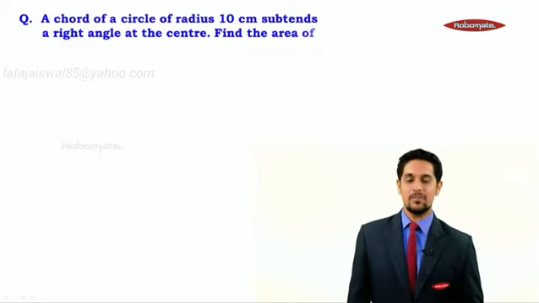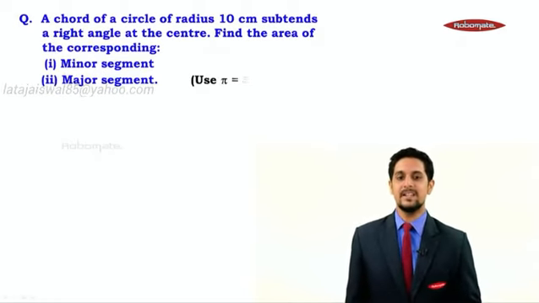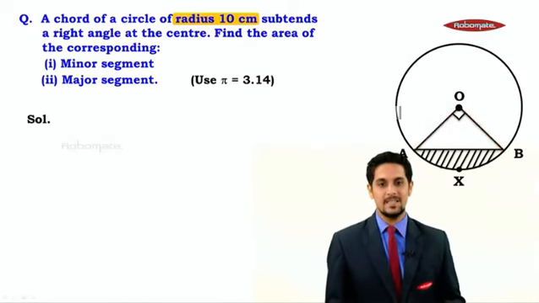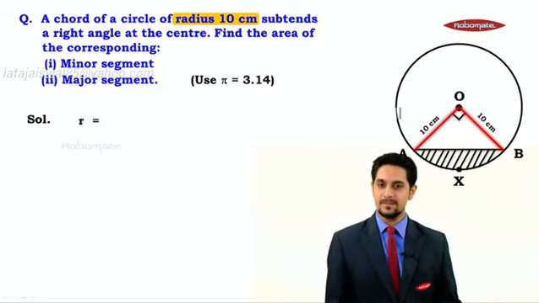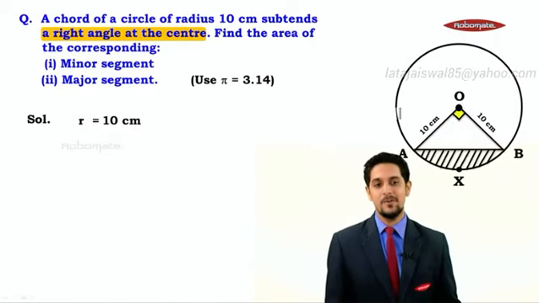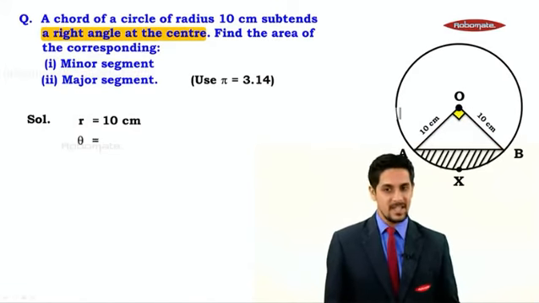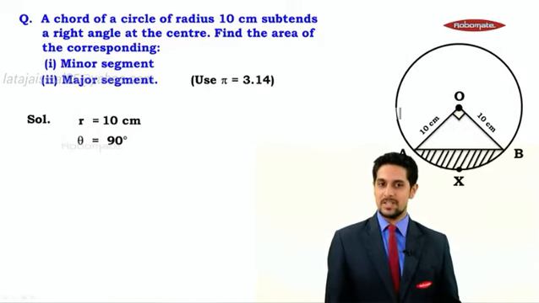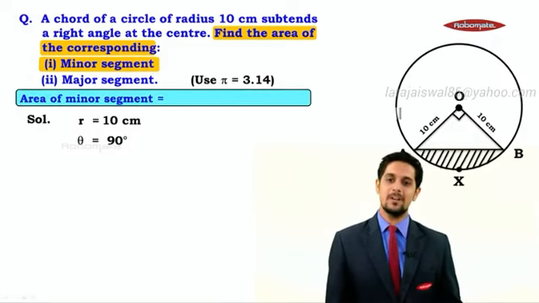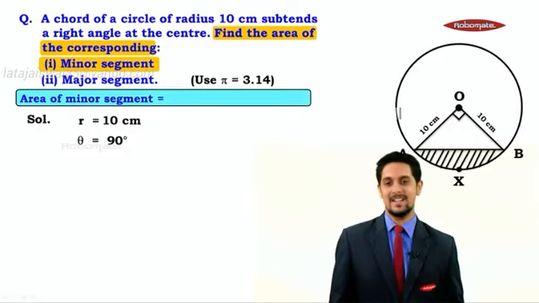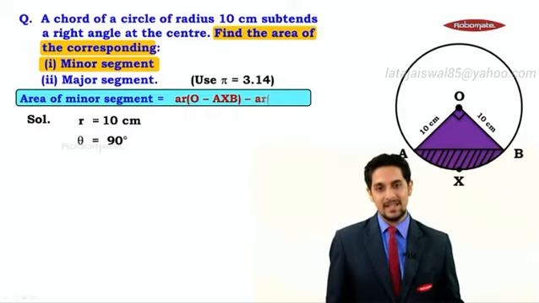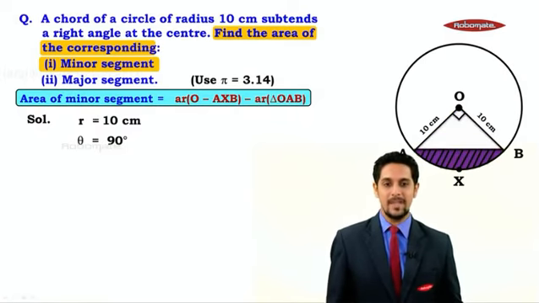It says a chord of a circle has a radius 10 centimeters. So we write that the radius of this circle with center O is equal to 10 centimeters. Further, it subtends a right angle at the center. That means the value of theta is mentioned already, which is equal to 90 degrees. Students, we are supposed to find the area of the corresponding minor segment. So tell me, what is the formula to find the area of minor segment? Yes, it is area of the sector, that is sector O dash AXB, minus area of triangle OAB.